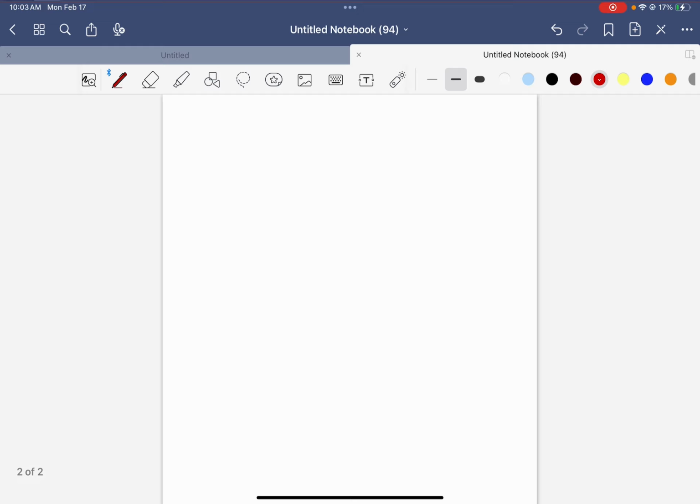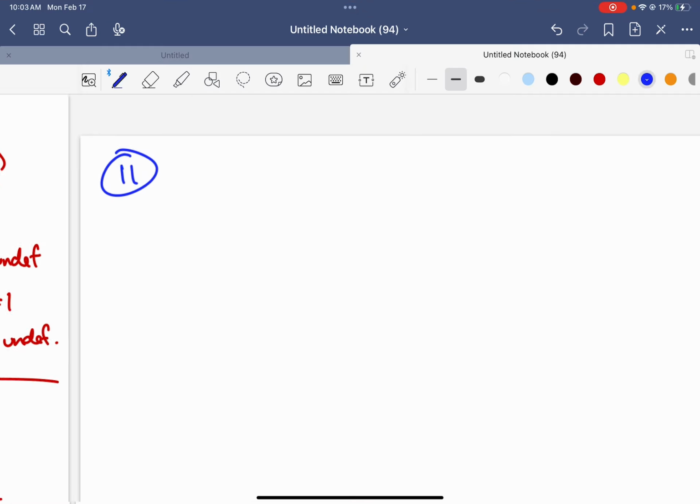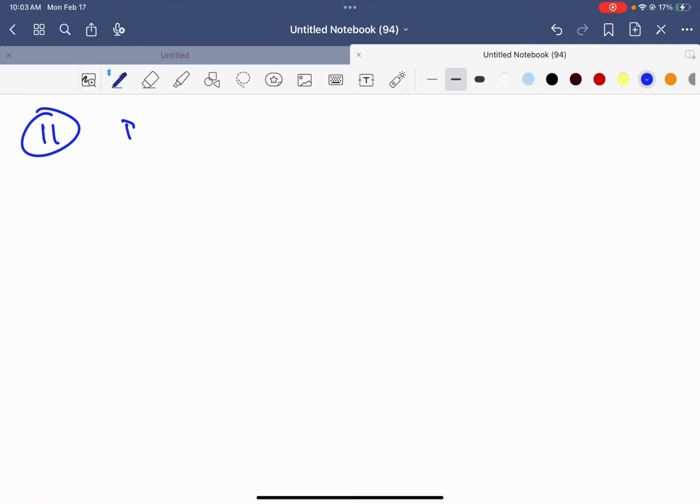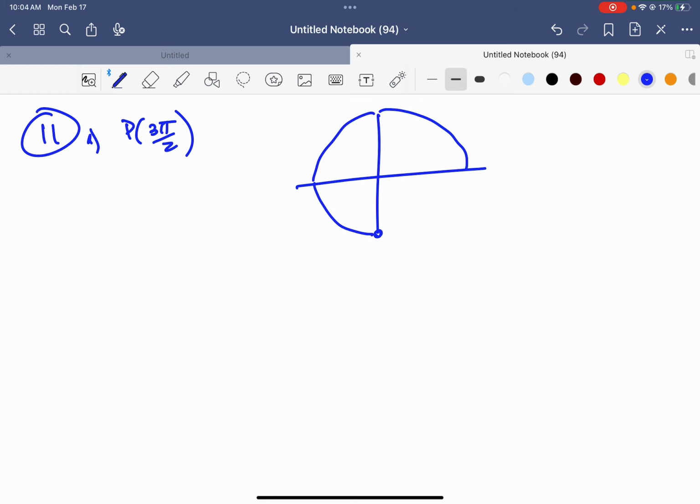Then I go to 11. So for 11, it wants to know what point do I get for A, 3 pi over 2. So my unit circle here is pi over 2, 2 pi over 2. This would be 3 pi over 2, and that would have an xy of 0, negative 1. And that's my cosine, sine.